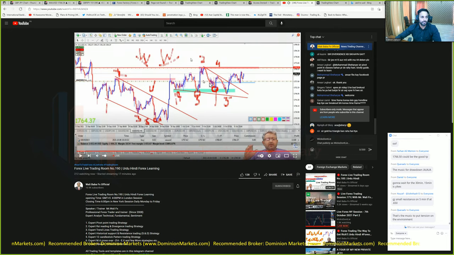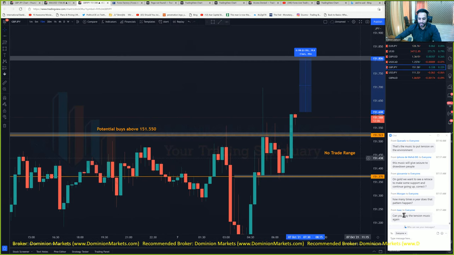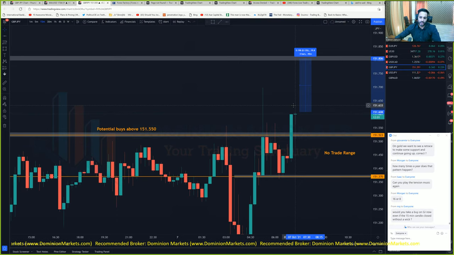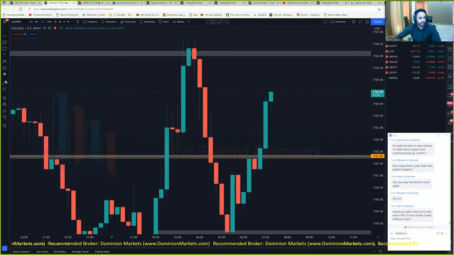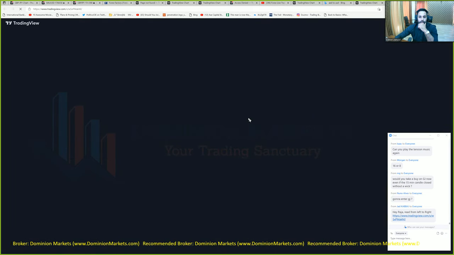Yeah, you can't just make trend lines on your own. You shouldn't do that. How many times a year does that pattern happen? I'd say 3-4 times a month. Oh yeah, looks like gold is going to tap into 1766 over here. Read from left to right.